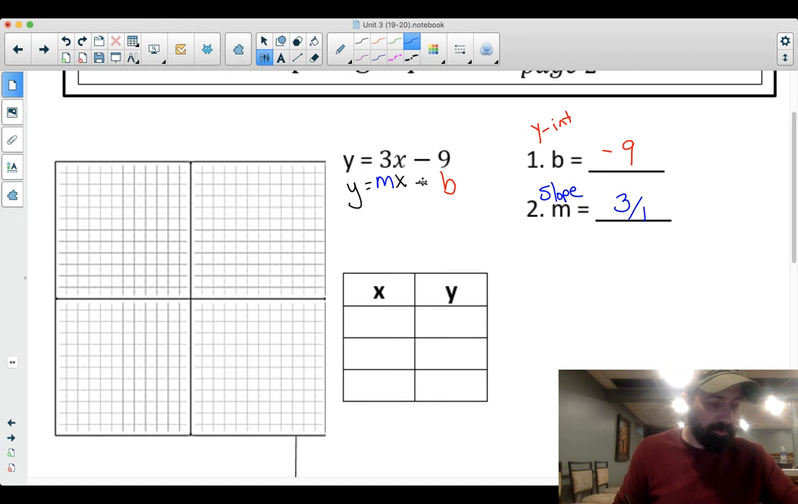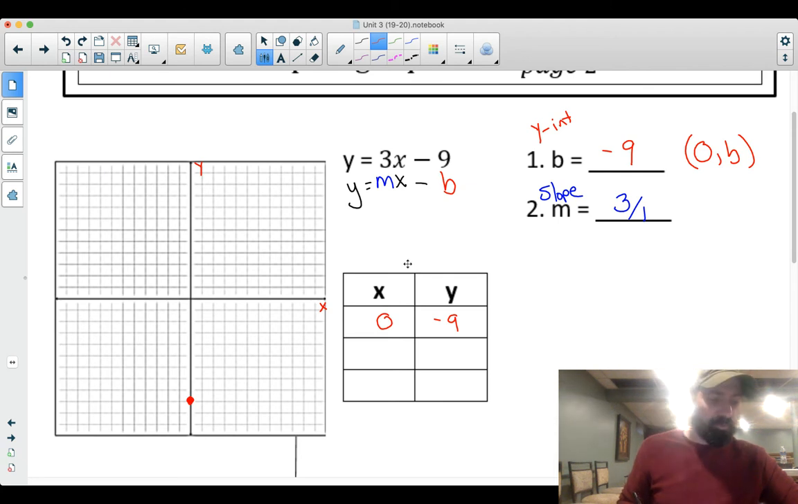So let's graph those points. Well, we know first that the y-intercept is always 0, comma, b. So our point is 0, comma, b. What is my first point? 0, comma, -9. 0 on my x, -9 on my y. So I count 1, 2, 3, 4, 5, 6, 7, 8, 9. I'm going to put my first point here. And since I know that point is 0, -9, put that right here in my box.